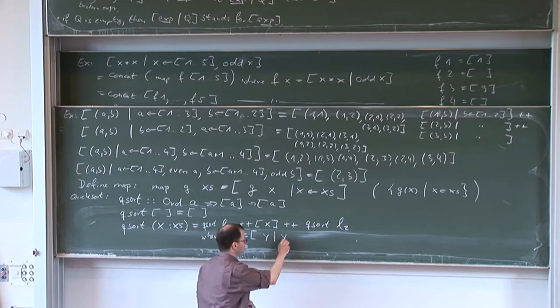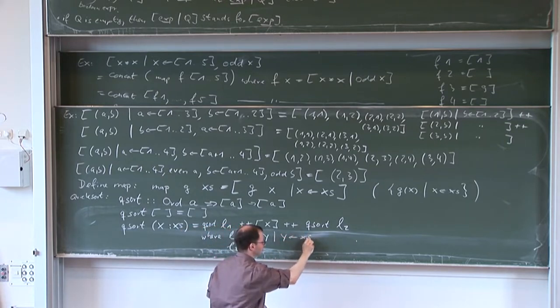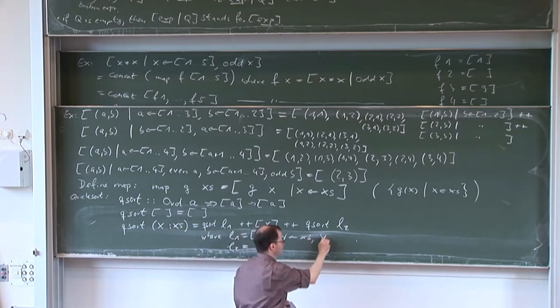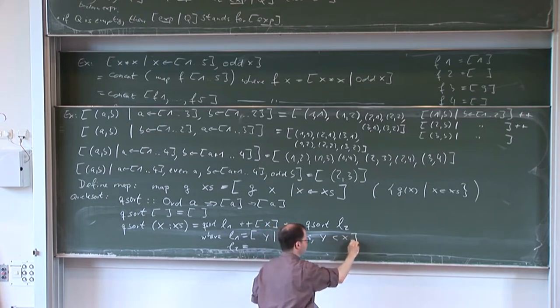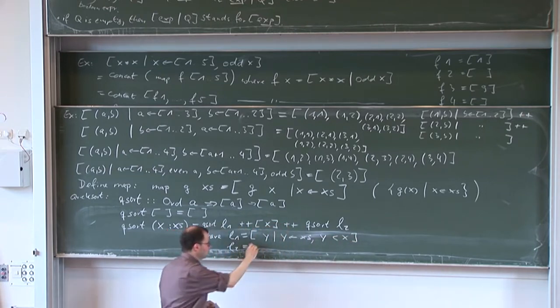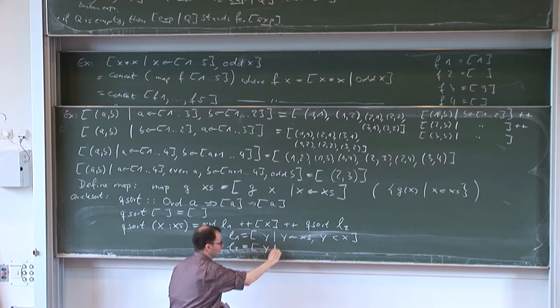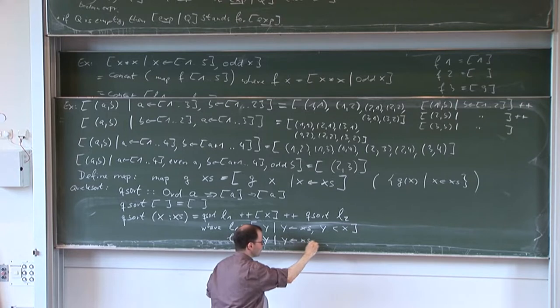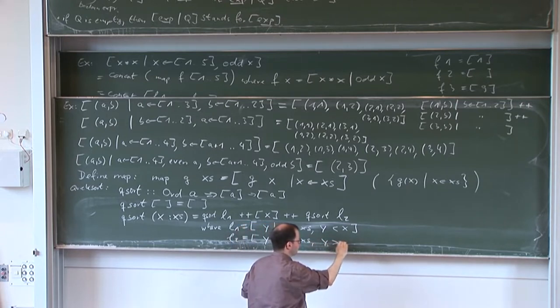So Y is an element of XS. And Y is less than x. Right. And Y is less than x. Okay, and then L2 looks almost the same. These are those Y's which come from XS. But now Y is greater or equal than x.